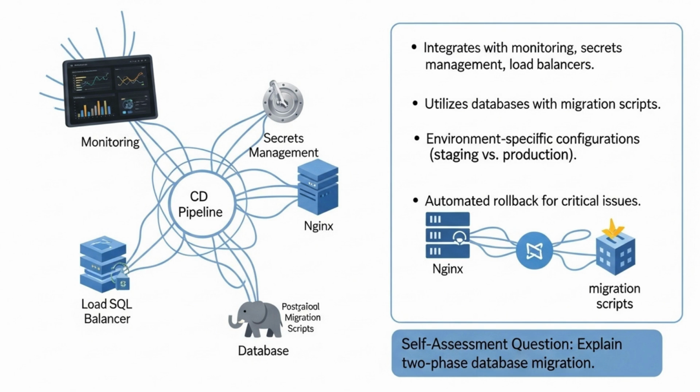Load balancers like Nginx are vital for traffic routing, directing user requests to the correct instances and facilitating those zero-downtime blue-green switches we discussed. And of course, your database, like PostgreSQL, works in conjunction with your carefully crafted migration scripts to handle data evolution without disruption.